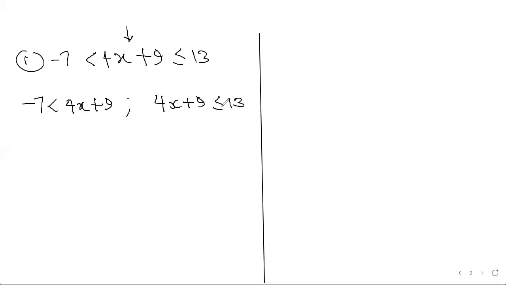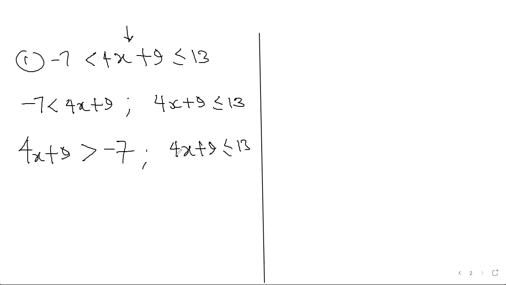Then I'll have to solve each of them. Our advice, if you want to solve this, is to first rewrite it such that the part that has the x is written first on the left. So it's going to be 4x plus 9 greater than -7. Why? Because if -7 is less than 4x plus 9, it means that 4x plus 9 is greater than -7. So if B is less than C, it means that C is greater than B. That makes sense. Then the second part, 4x plus 9 less than or equal to 13.